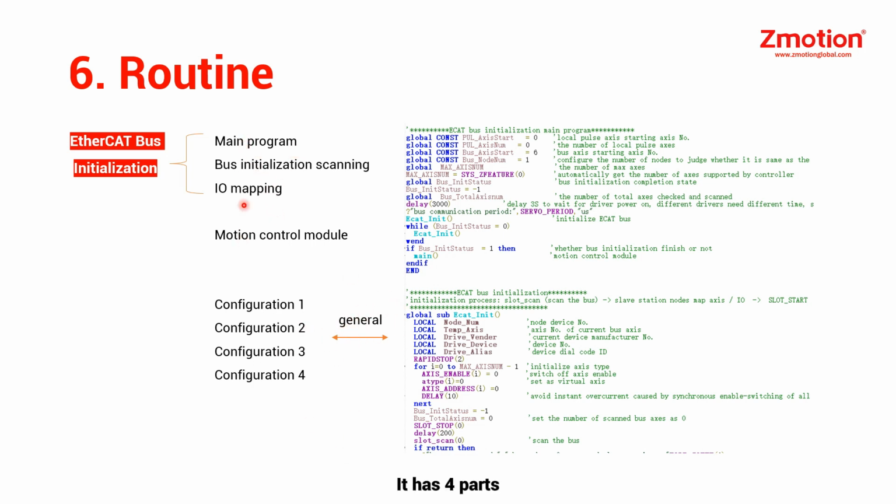It has four parts: main program, bus initialization scanning program. It includes IO mapping and axis mapping, expansion I/O mapping. It is executed when there is an expansion module. These initializations are completed. Axis is enabled. Then it can run motion control programs.